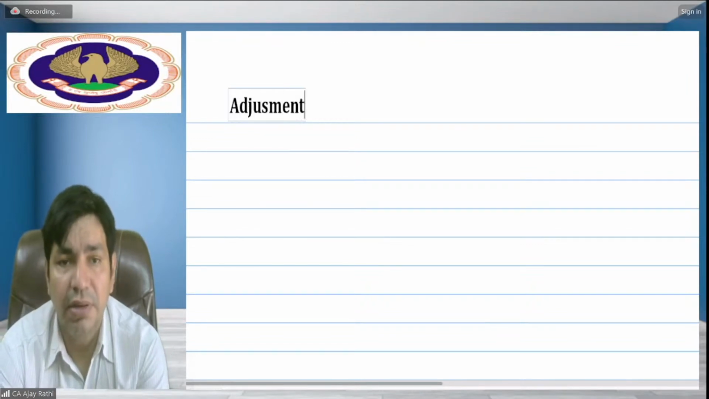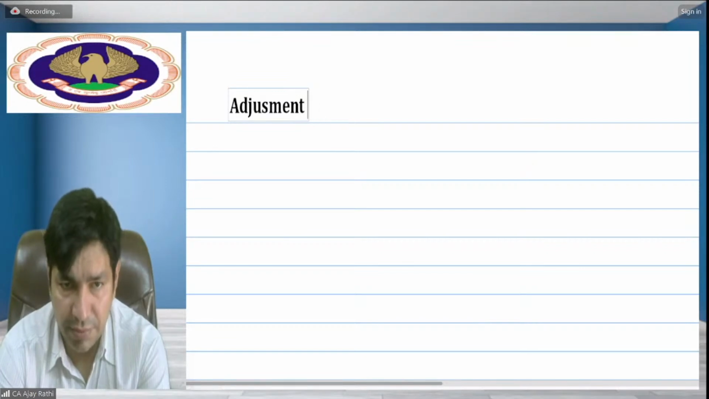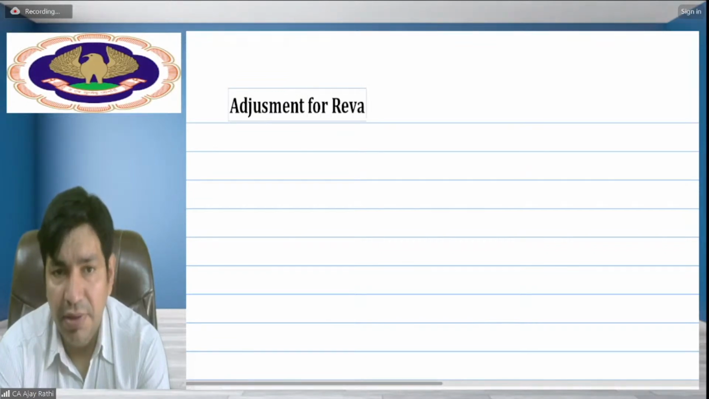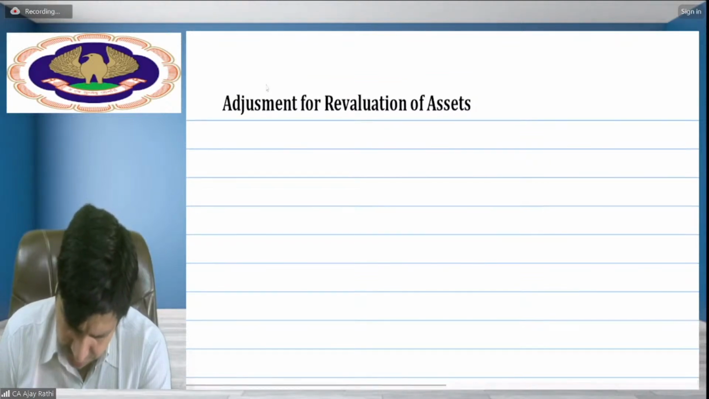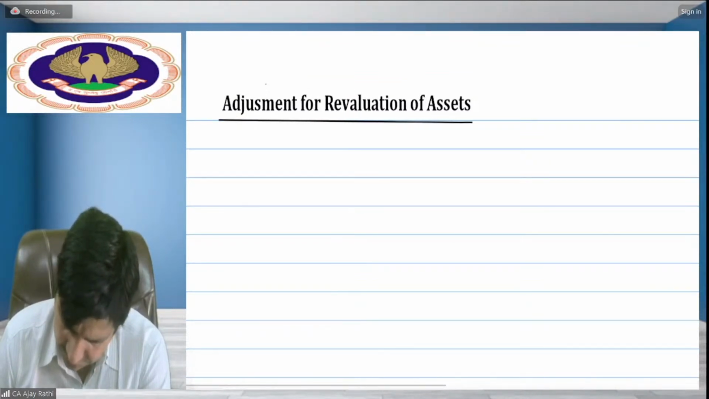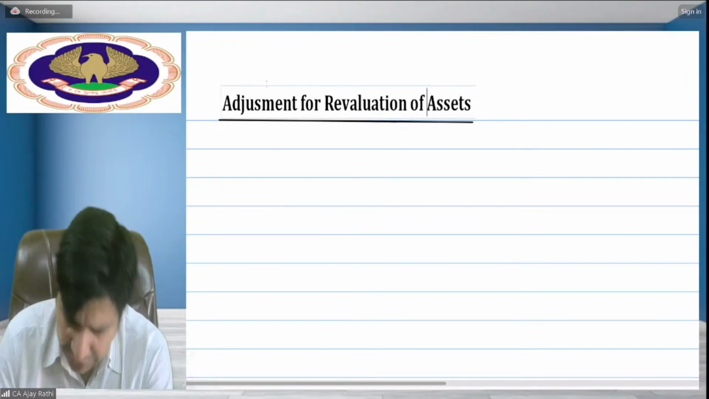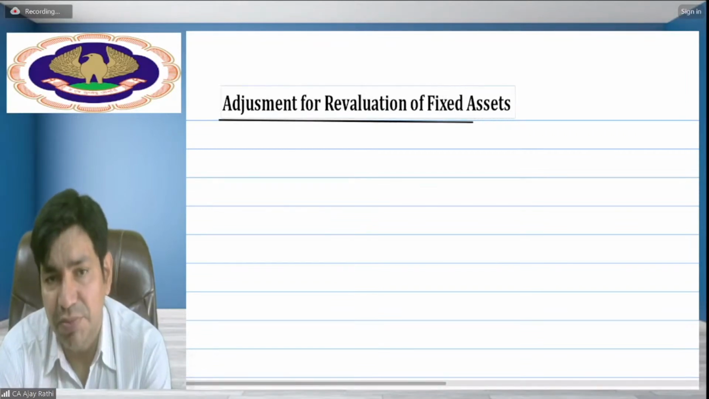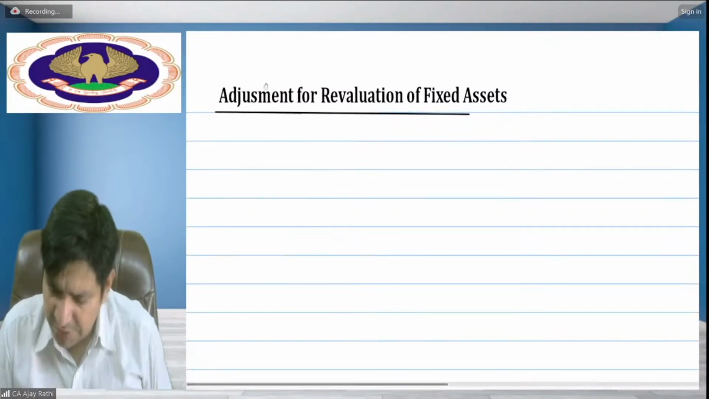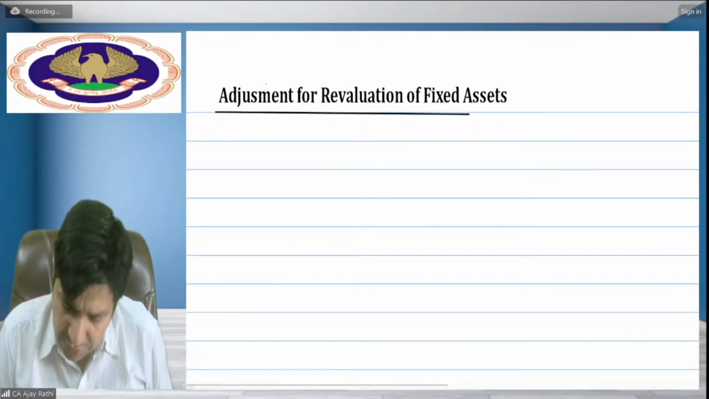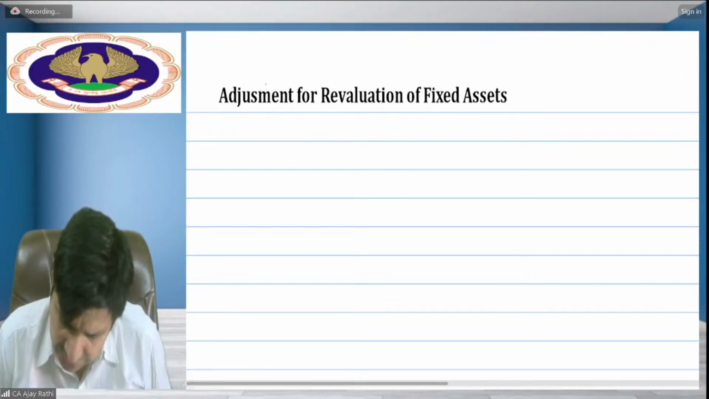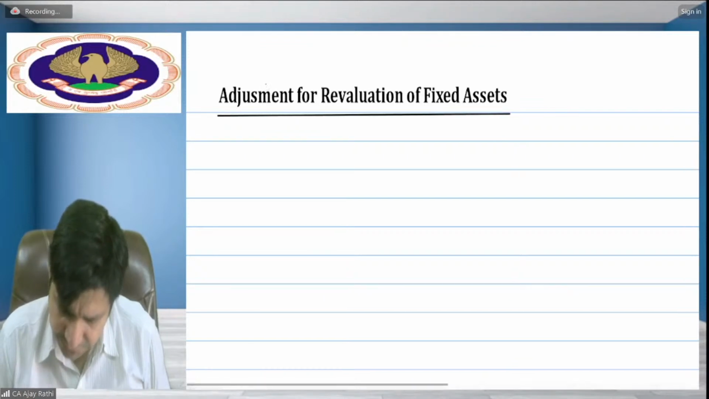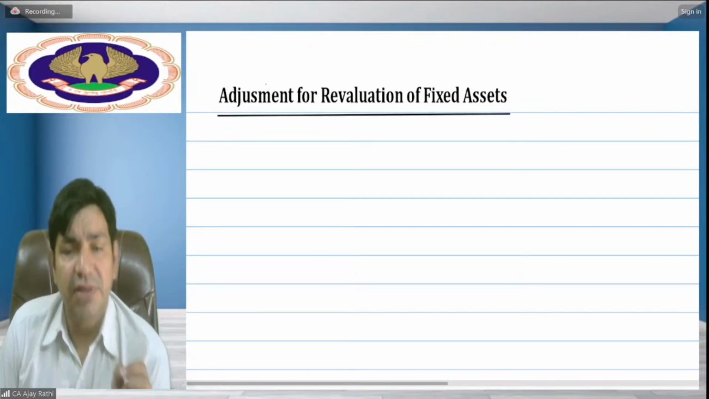Adjustment for revaluation of assets. Rather, I would like to write here fixed assets. Beta, revaluation may be for assets, current assets also, current liabilities also. Okay, but in our exam, in our syllabus, this is already relevant. Adjustment for fixed assets. What do you mean by adjustment for fixed assets revaluation?